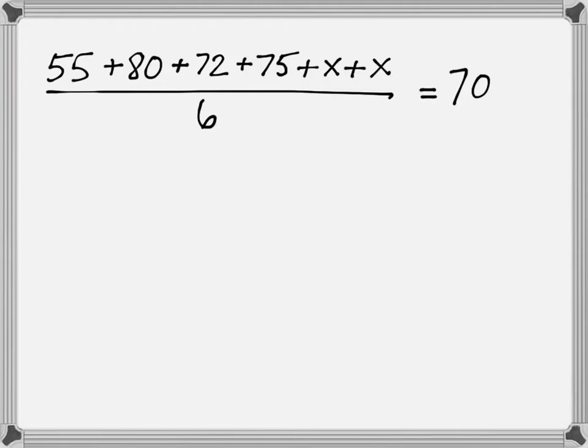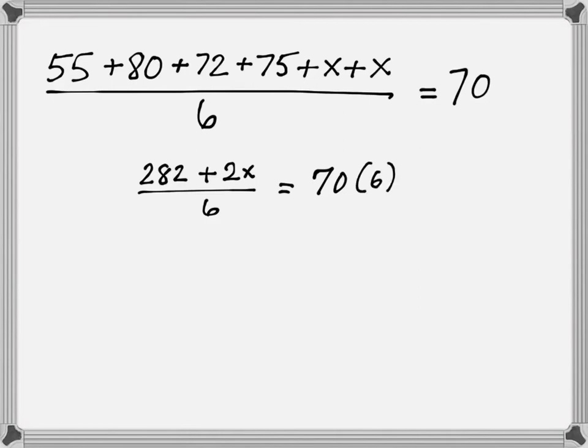All right, so somebody grab a calculator. Add for me my numbers together that I made up: 55, 80, 72, and 75. What do I get so far on top? 282? Okay. And then there are 2 X's up here, and there's a 6. I can multiply my 6 to the other side. So that's 420.